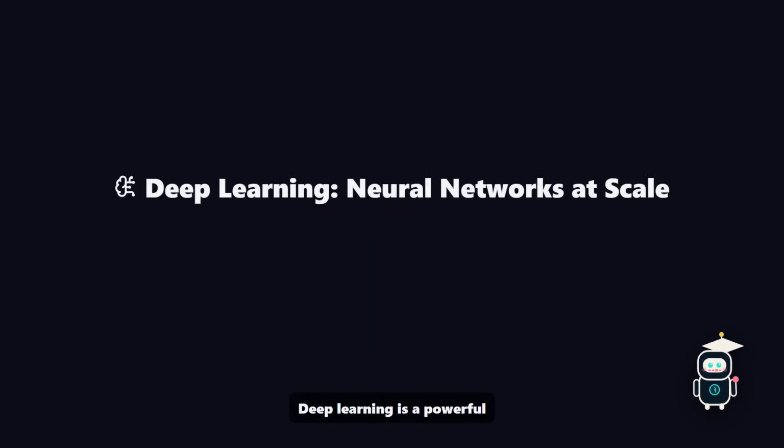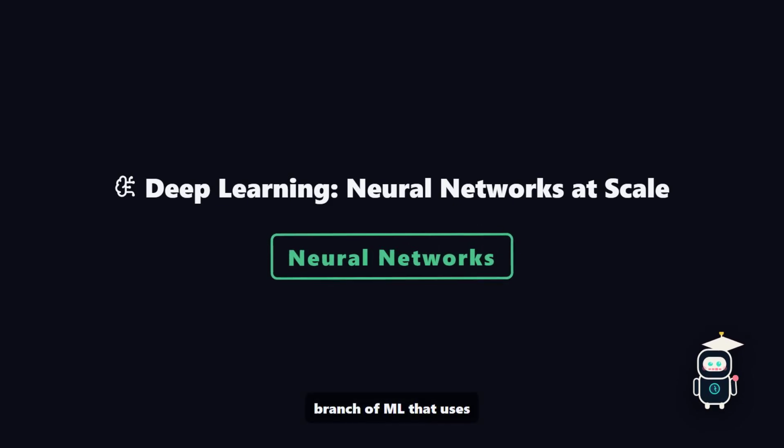Deep learning is a powerful branch of ML that uses layered neural networks. Instead of manually picking features, the network learns them. It's what drives many modern computer vision and large language models, although training these models typically requires substantial computational resources.